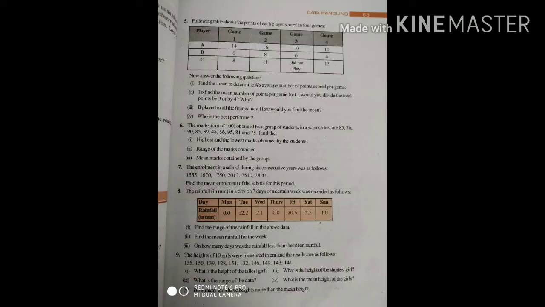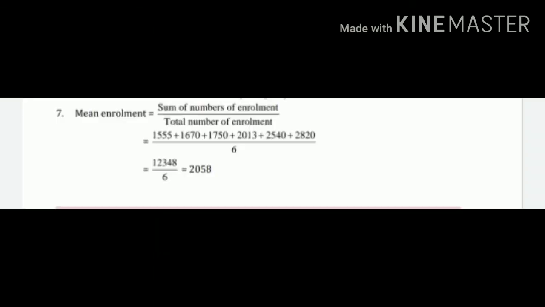Now in the seventh question, you have data regarding the enrollment of a school. Now you have to directly find the mean. So what is the formula for mean? You have to add all the data and divide by the number of enrollments, right? So the answer will be 2058.